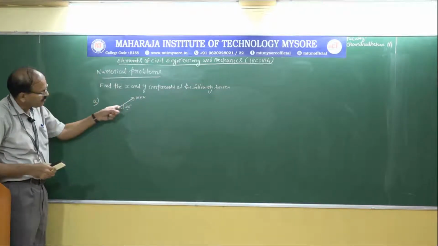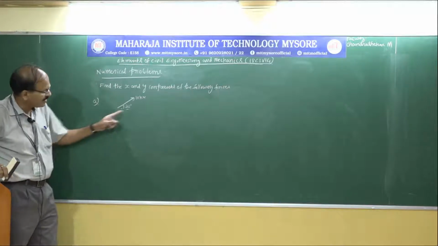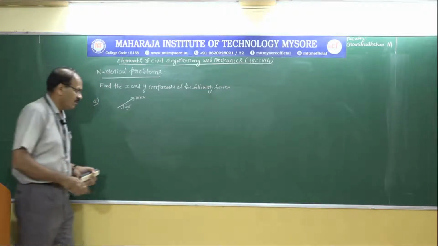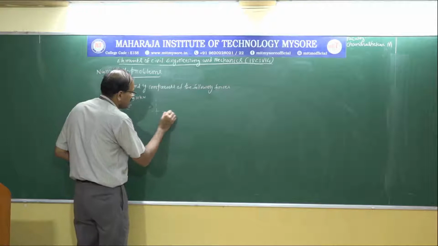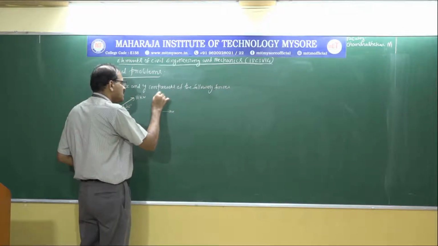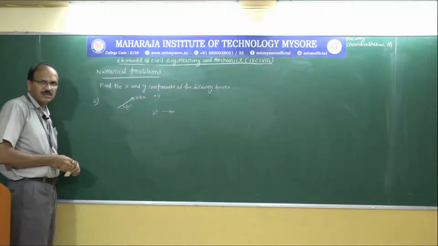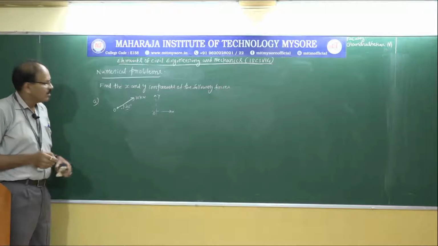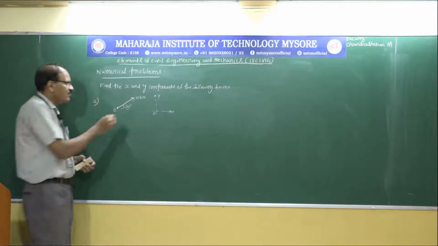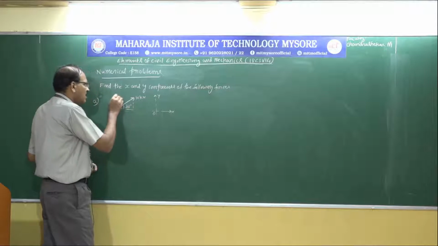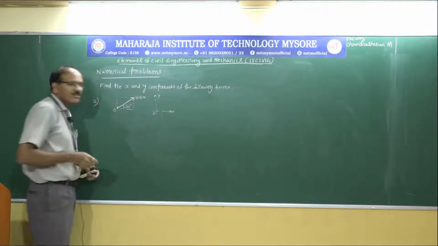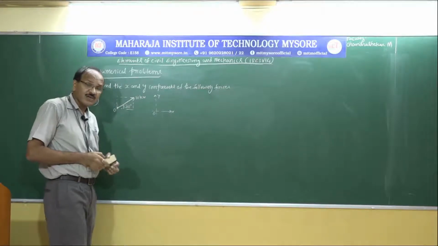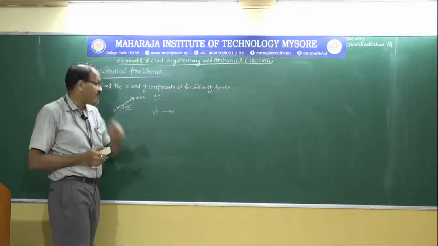So I need to resolve this force horizontally, that is along the x direction, and vertically, that is along the y direction. So this is my reference axis, x, this is y, this is the origin, and this becomes point O. So to resolve this force, I am going to complete this rectangle, and I am going to call this horizontal component Fx and the vertical component Fy.